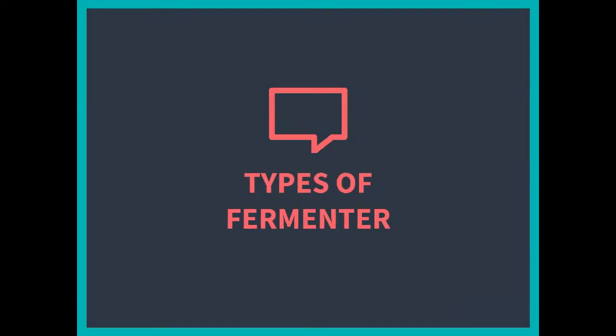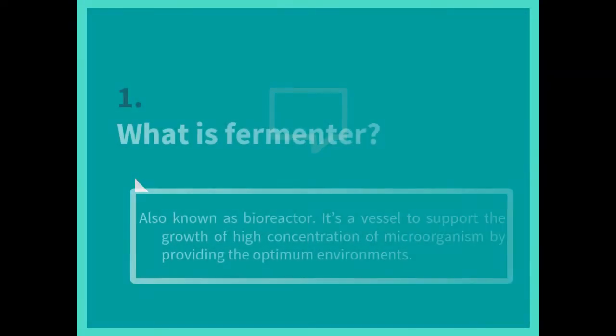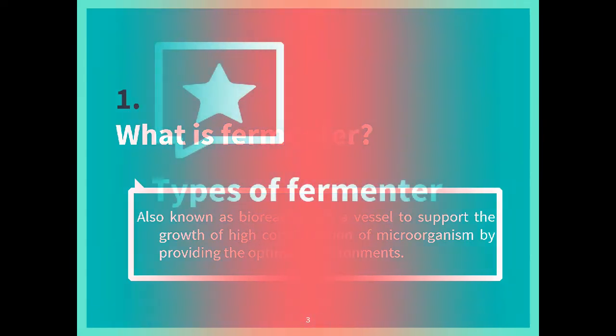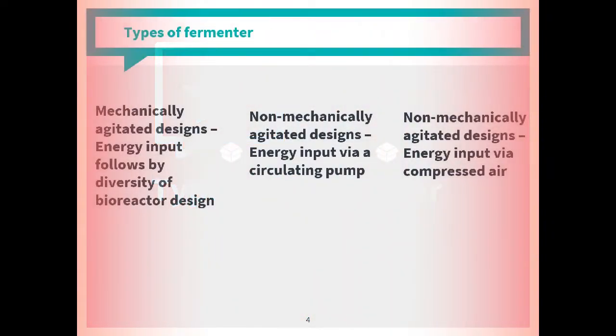Next is the types of fermenter. What is a fermenter? A fermenter, also known as a bioreactor, is a vessel to support the growth of a high concentration of microorganisms by providing the optimum environment. So there are several types of fermenter. There are 3 here.